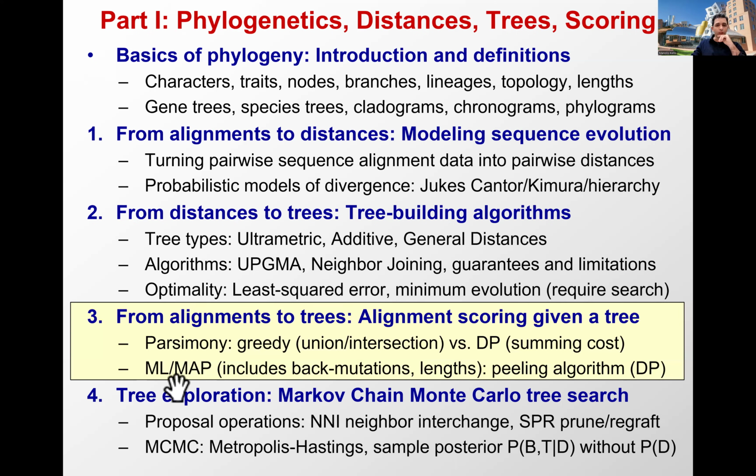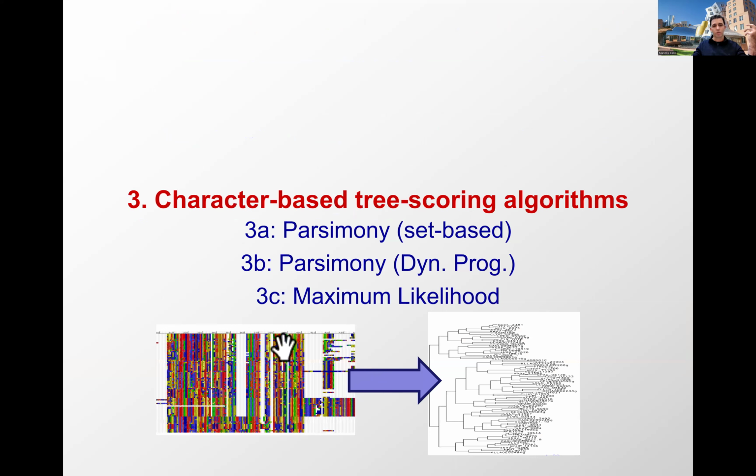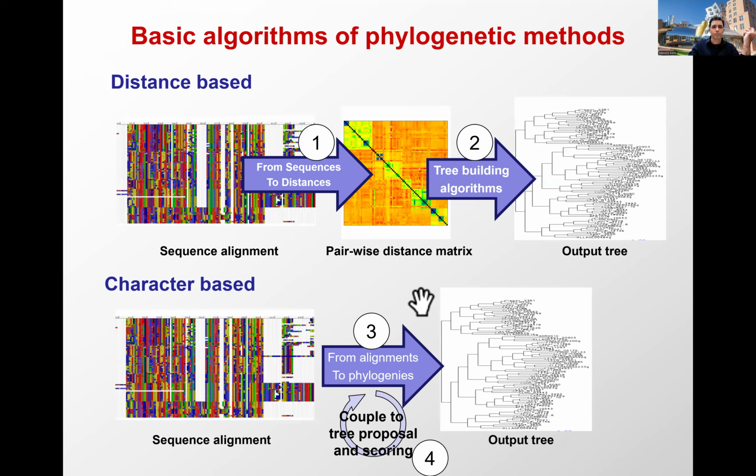So now let's talk about how we can go from alignments directly to trees. How do I go from an alignment to a tree? Everybody with me here? So what are we going to do? We're going to look at different approaches for doing that. The first approach is parsimony, where I could be either set-based or use dynamic programming. And then the third approach is maximum likelihood. So again, we saw how we can go from sequences to distances, from distances to trees, or from sequences directly to trees. And that's what we're going to do now.